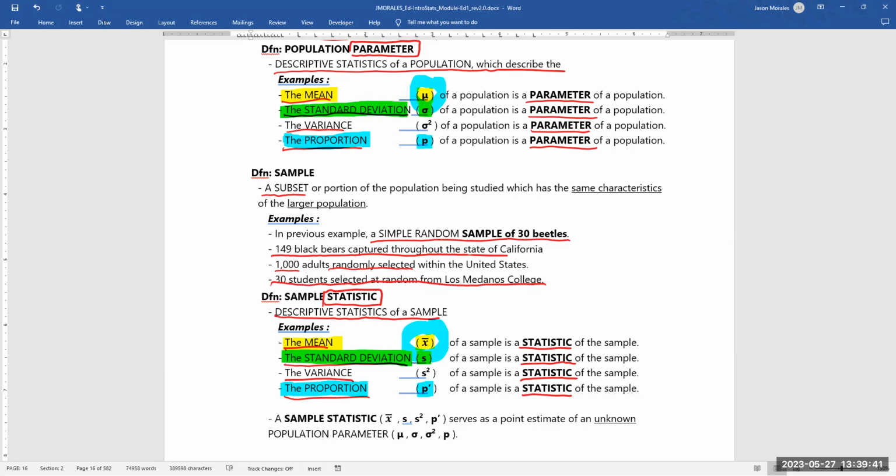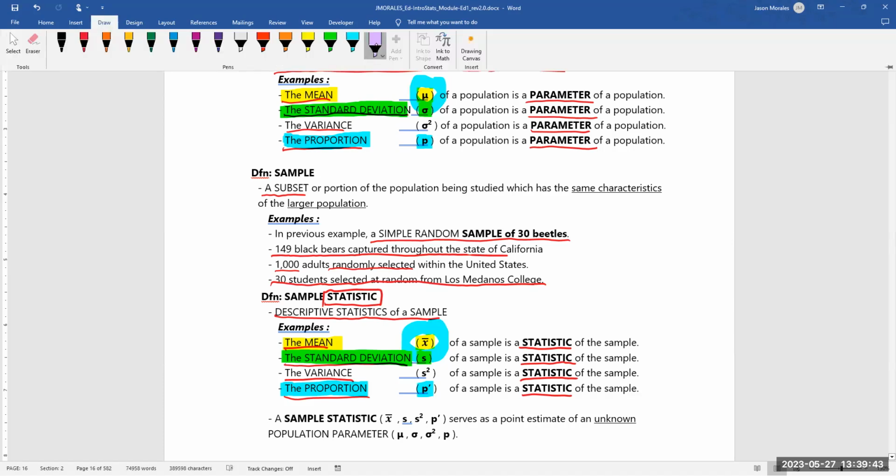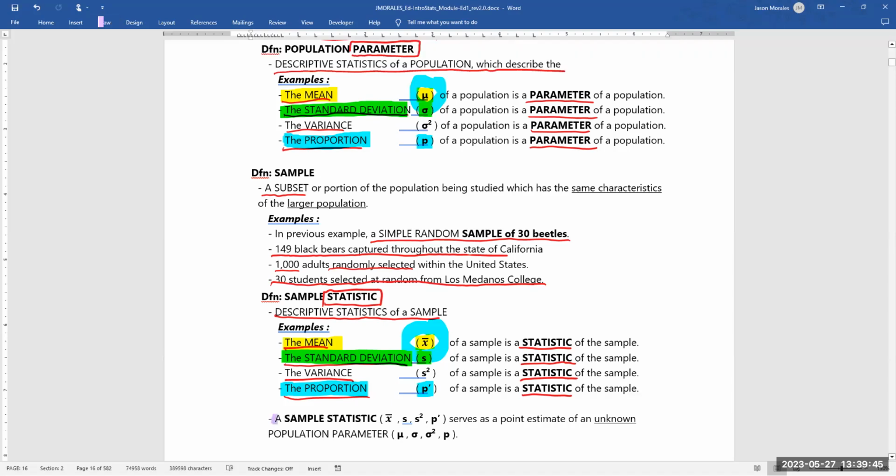And again, finally, to highlight this last point, because it's often very costly or time consuming to actually get information about a population, we take a sample, a smaller number, and that smaller number, that sample descriptive statistic that we get, becomes our point estimate, an estimate for an unknown population parameter that we're interested in.